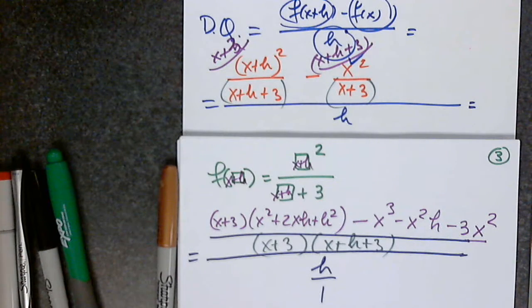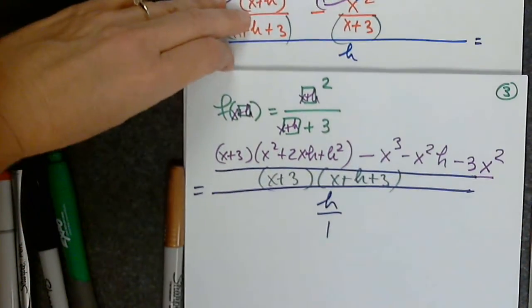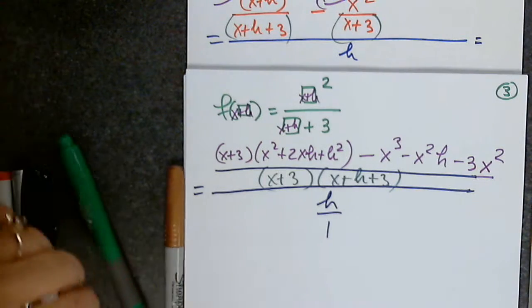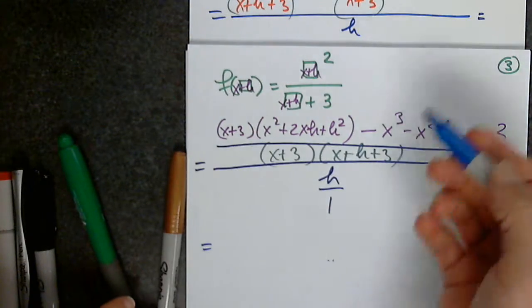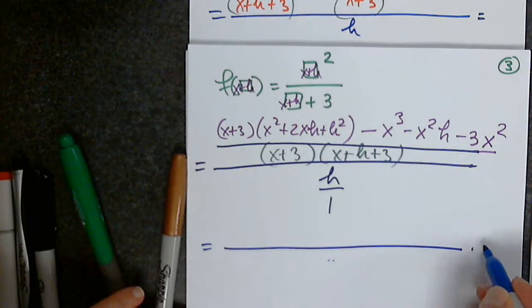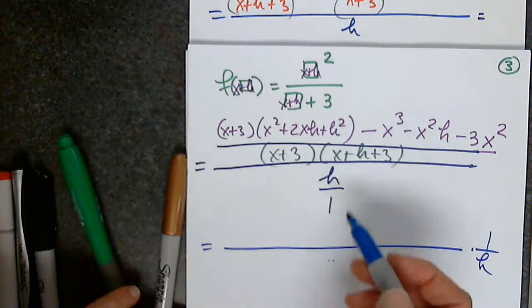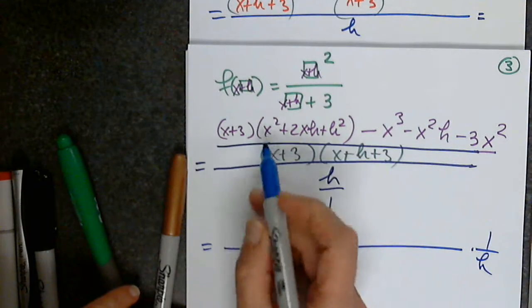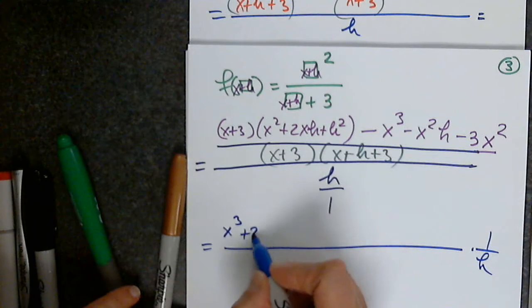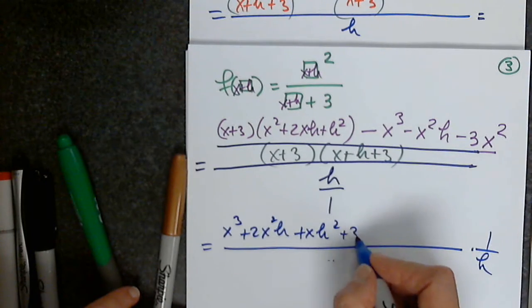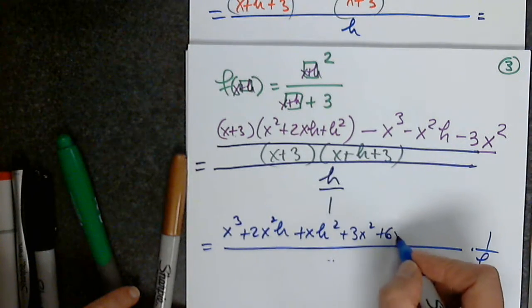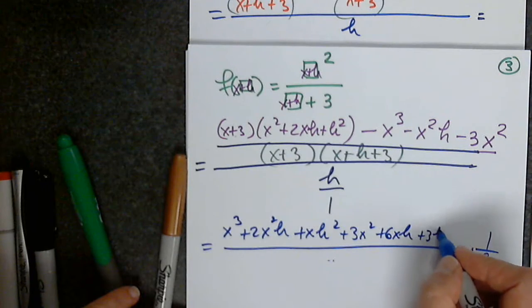Because this is the derivative of the function. This is the slope of the tangent line eventually. Okay, so we will be able to determine it for functions that are differentiable and so on and so forth. That later. Okay, so now, I have x times x squared. So I'm going to flip this already so I don't have to write it twice, so I don't have to have stacked fractions. So I distribute x cubed and then plus 2x squared h and then plus xh squared and then plus 3x squared and then plus 6xh and then plus 3h squared.